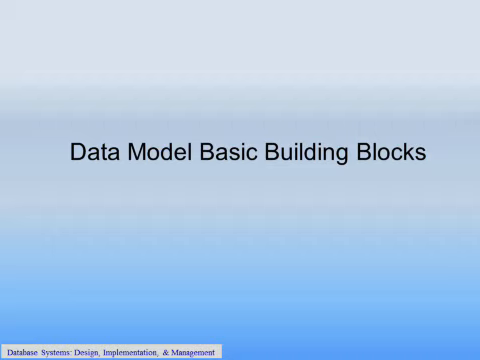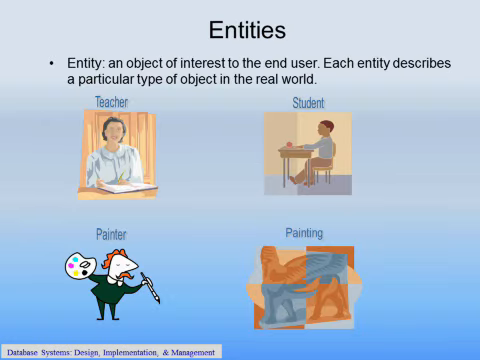In this video, we'll take a look at the basic data model building blocks. The most basic data model building block is the entity, which is an object of interest to the end user. Each entity describes a particular real-world object. For example, a data model for a school would surely include entities such as teachers and students. Similarly, a data model for an art gallery would include painters and the paintings created by those painters.